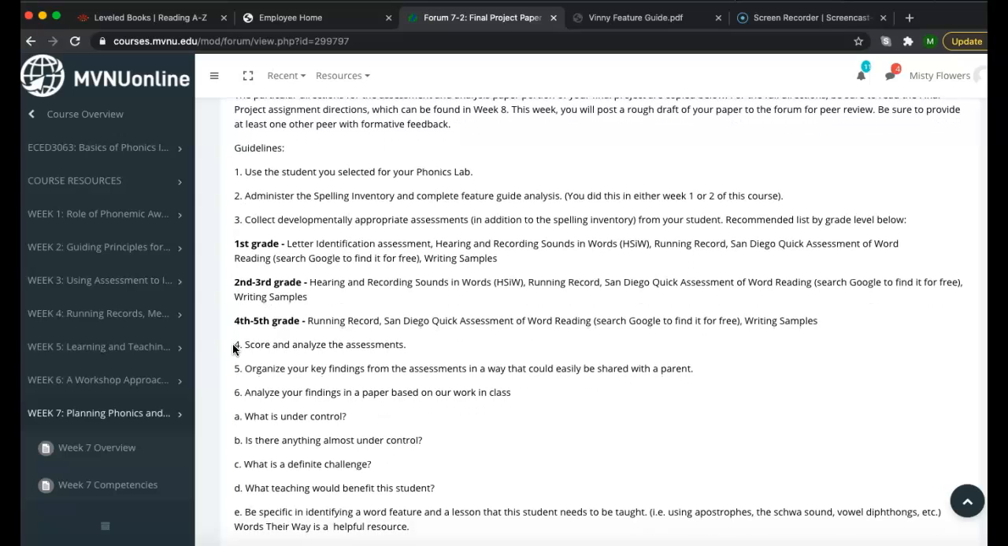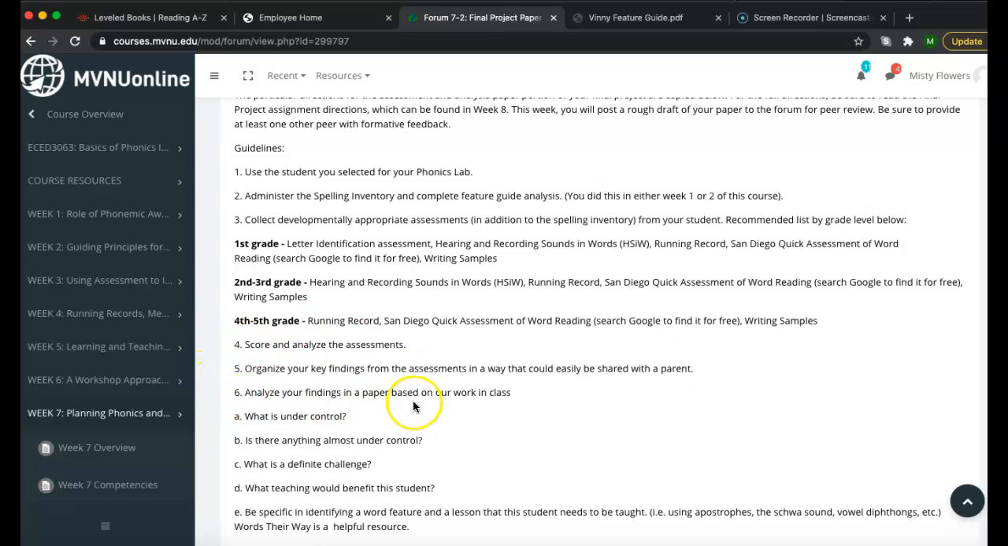You are to score and analyze the assessments, which, if you have done that all along, everything is finished. This is week 7. 5, organize your key findings from the assessments in a way that could easily be shared with a parent. That can be in the form of a chart. It can be in a spreadsheet, however you want to share that information with the parent.